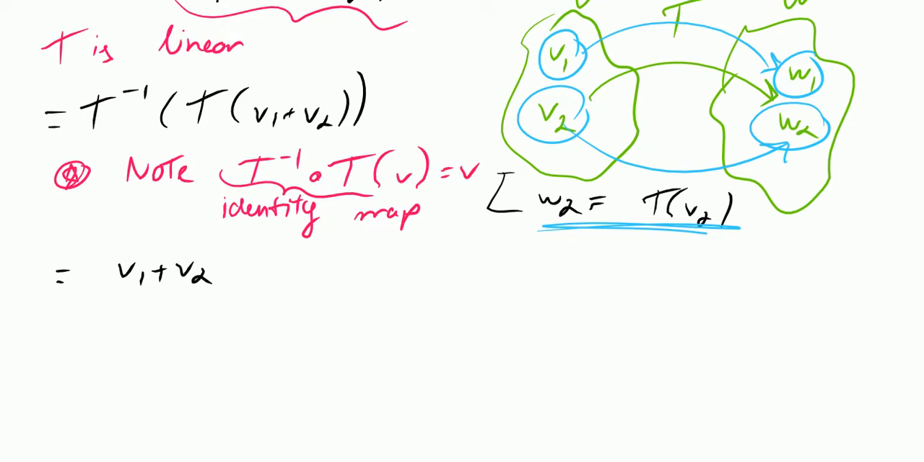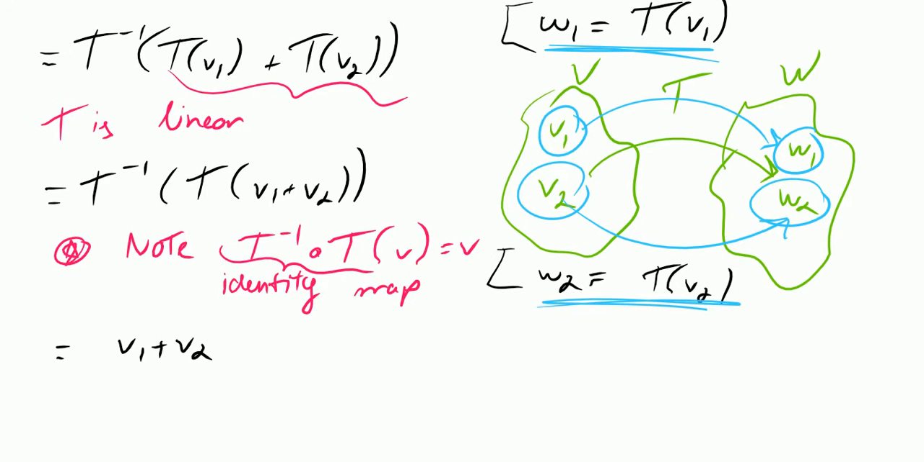Okay, but V1 plus V2 are elements in the domain, right? They're here. And I know that if I take T of V1, then I'll get W1, right?